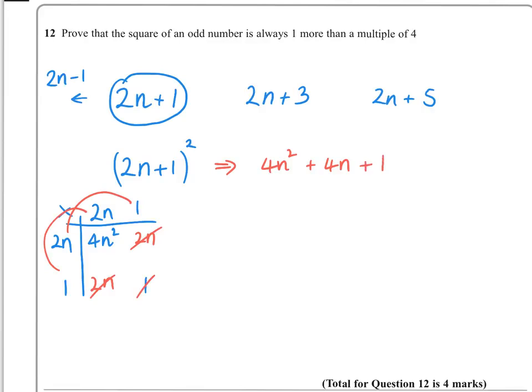Well, how is that 1 more than a multiple of 4? Well, if we look carefully here, 4 is a common factor, so we can take that out, and we've just got n squared plus n, add 1. Well, now looking here, in the bracket, n squared plus n is just a number, but the most important thing is we're timesing that number by 4, which makes it a multiple of 4. And then we're adding 1, so therefore we've got 1 more than a multiple of 4.